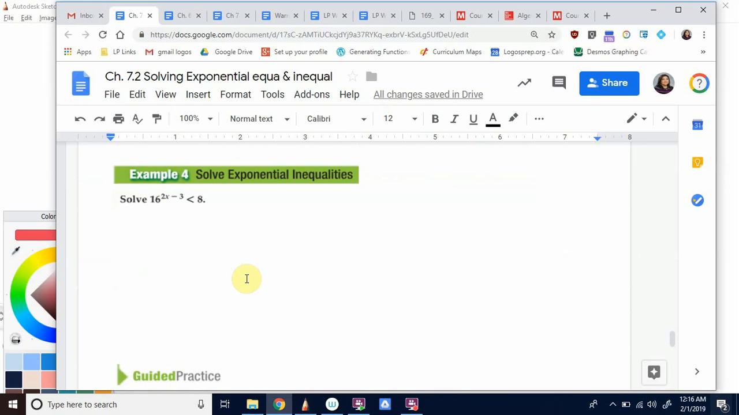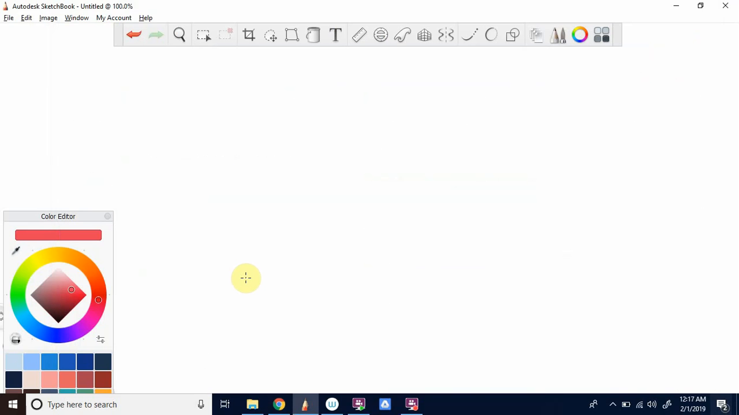So let's look at example 4. It says solve this inequality. So you see the difference? The difference between equality and inequality is for inequality, b is greater than 1. B cannot even be a fraction. And for equality, b is greater than 0 except it cannot equal 1. All right, so let's do this last problem together and then you can begin your homework.